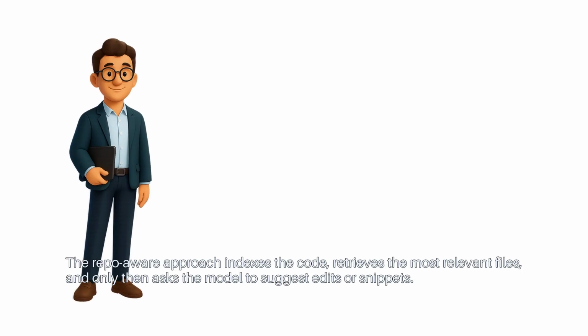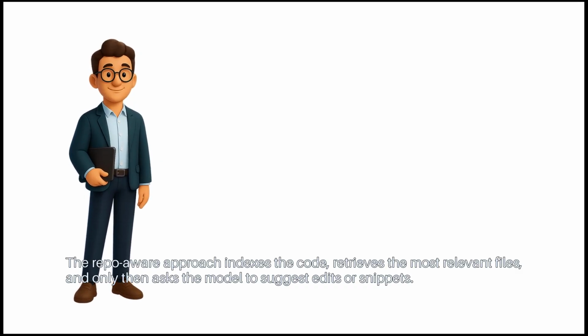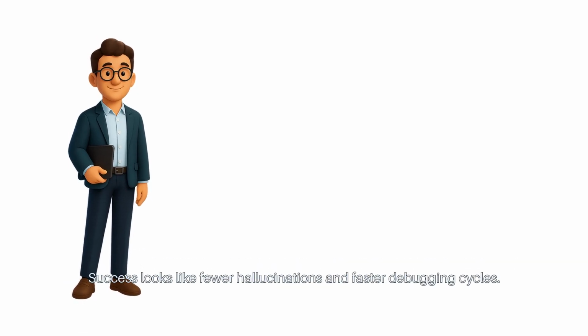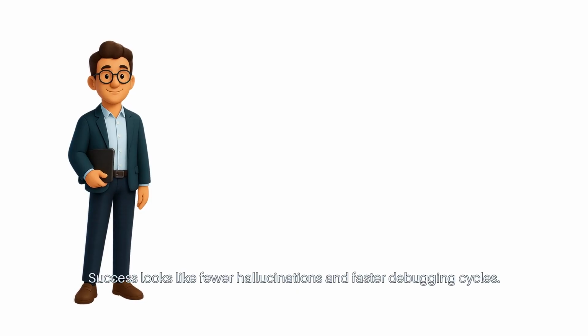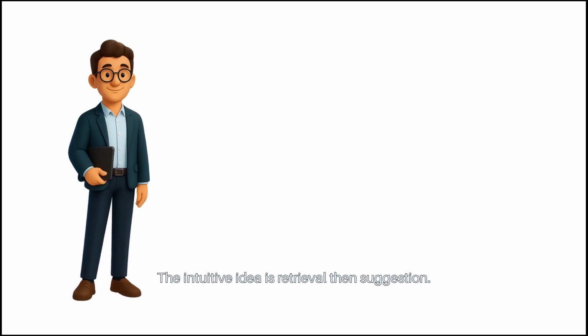The repo-aware approach indexes the code, retrieves the most relevant files, and only then asks the model to suggest edits or snippets. Success looks like fewer hallucinations and faster debugging cycles. The intuitive idea is retrieval, then suggestion.